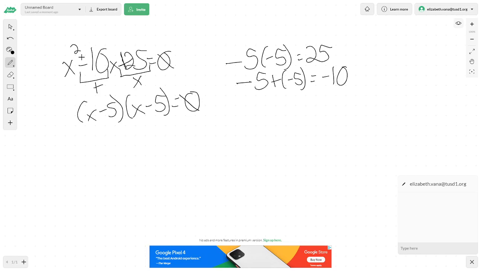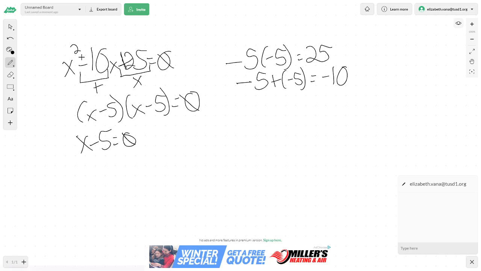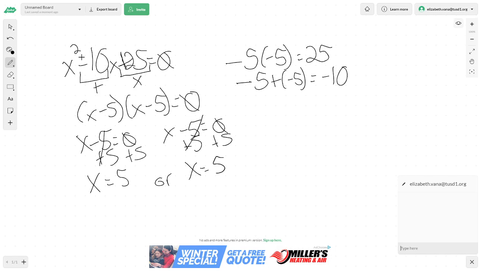But these are the same, so you really only have to do it once, because watch what happens if I do split it up. Add 5, we solve each of them separately, x equals 5, or x equals 5. So I only have one solution here, and it's just x equals 5, because this is just a repeat.